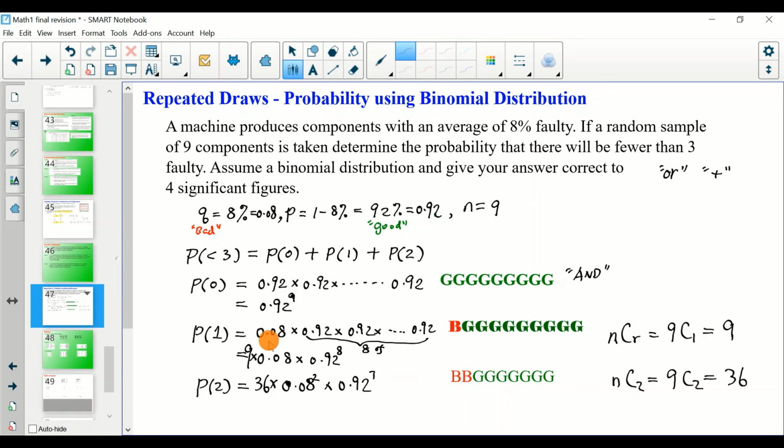Now if you put all of that into the calculator, so probability of 0 bad products, probability of 1 bad product, and probability of 2 bad products, add them all together, then you should get your final answer of probability of less than 3 bad products, and that would equal 0.97, so about 97% chance.